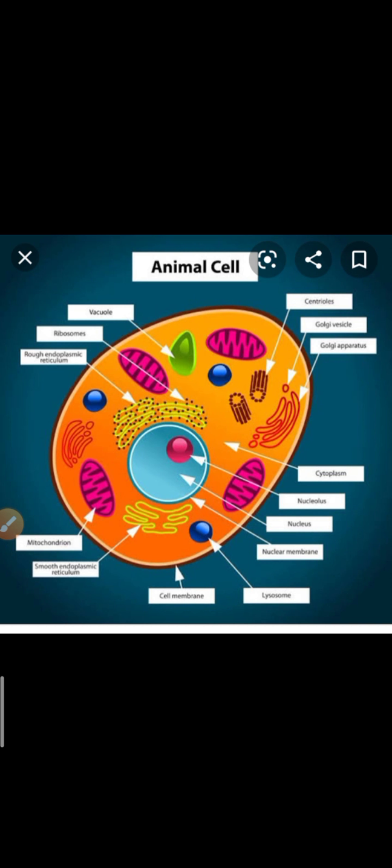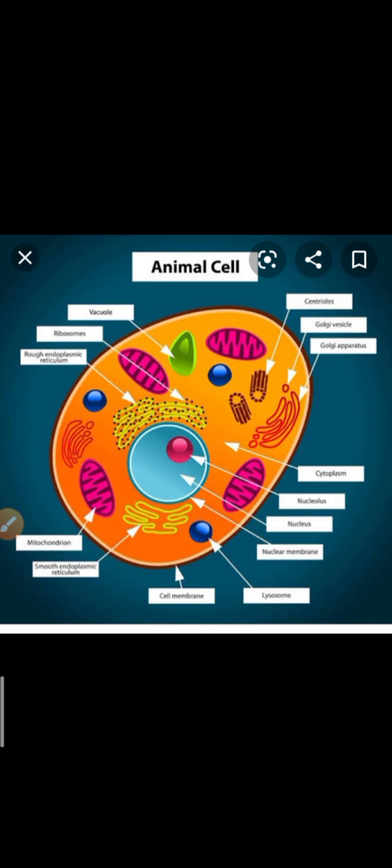Okay, so the animal cell is not new for you, because in 9th standard or even before that in 8th standard you read about it. So now a brief description about it we will discuss here. Let's start. I will start from the outside.